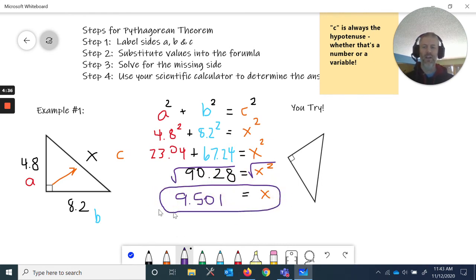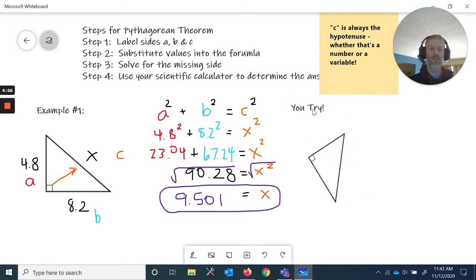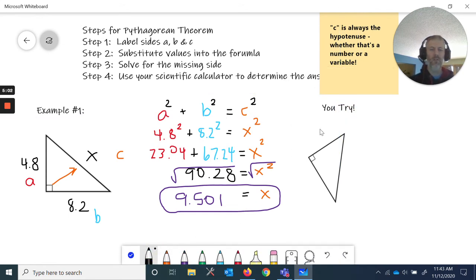And there you go. And that's my missing side. So I can always check myself and say, if this side's x, this is my longest side, is 9.501 bigger than 8.2 and 4.8? And that's obviously yes. So there you go. Now I'm going to give you an example to try. I'll go through quickly on the answer. So if you want to pause the video here once I get these numbers on, you can try it, then I'll show you the solution. And so let's do 7 for this side, and let's do 12.2, and that side's x. So you go ahead and pause the video, try it, and then when you come back, I will show you the work to get the answer.